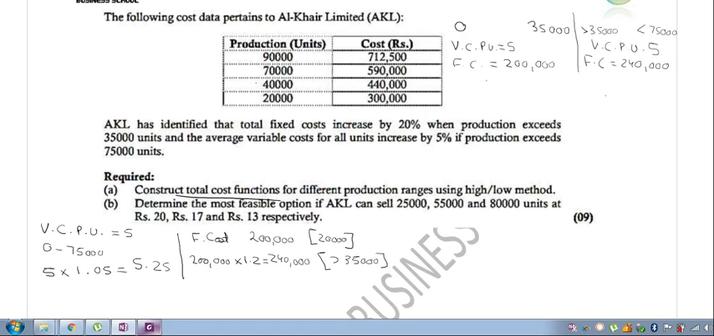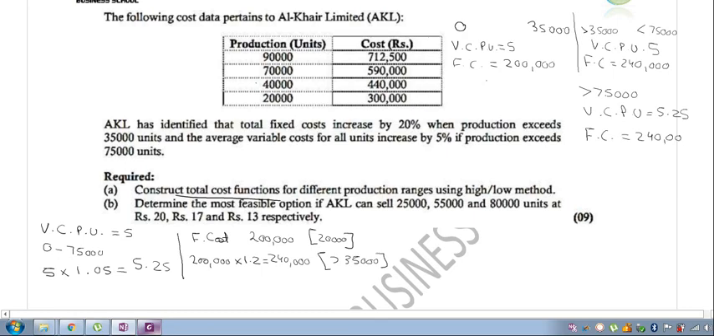Third category is if I am producing greater than 75,000 units. My variable cost per unit will be 5.25. However, my fixed cost has already increased and it will remain at 240,000. It will not increase further. So basically there will be three different equations.